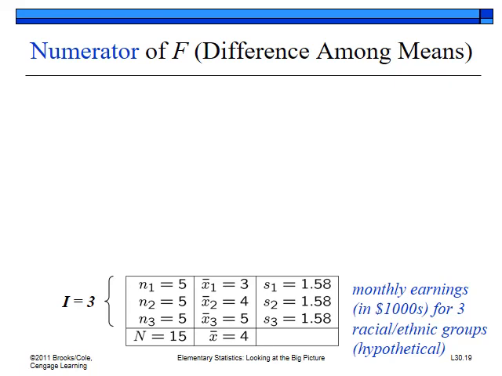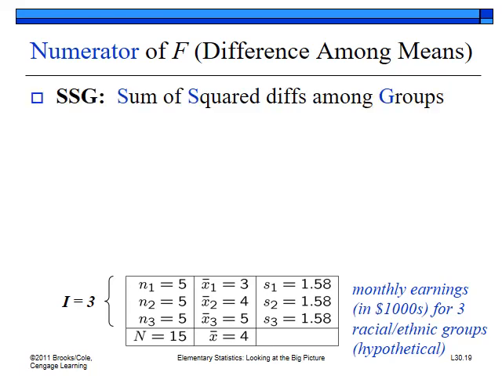Here I is 3 because we have 3 groups. Big N is 15. That's because we have 15 data points overall. And you can see N1, N2, and N3 are all 5. So we're looking at 3 groups of 5 individuals each for a total of 15. The means of groups 1, 2, and 3 are 3, 4, and 5 respectively, and they all have the same sample standard deviation.